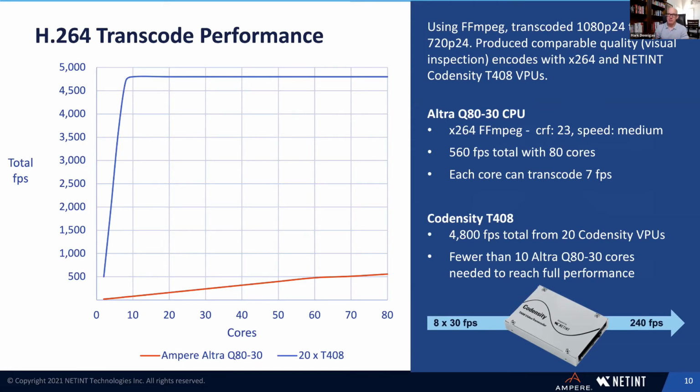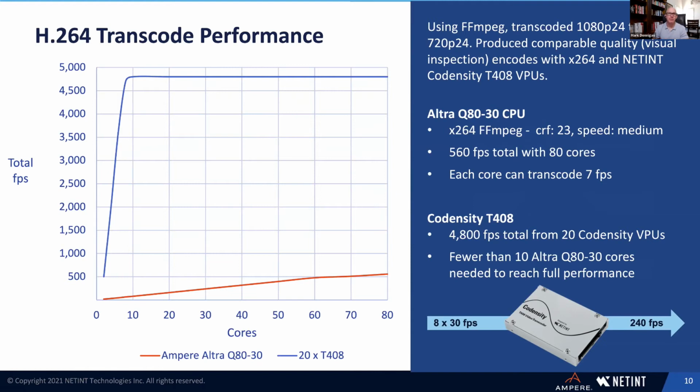So let's go back to looking at transcode performance. Again, on the y-axis here, we have total frames per second of the system. We have cores on the x-axis, as you can see. And you can see the CPU scales to 560 total frames per second across the whole machine.